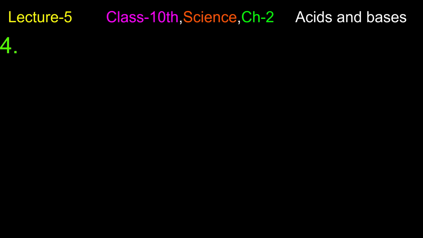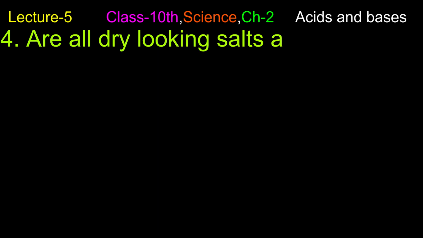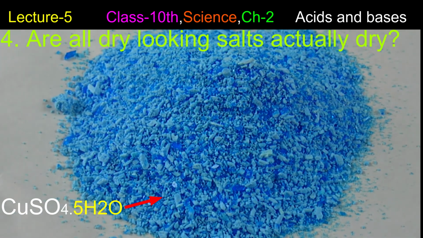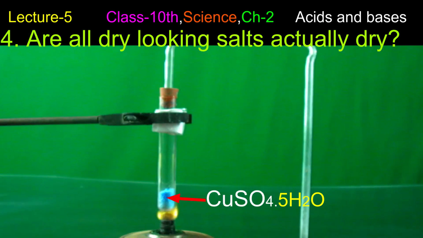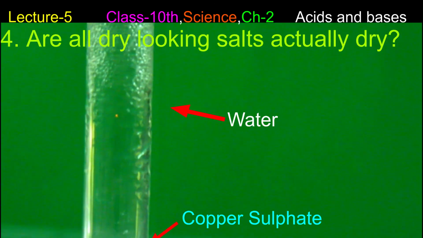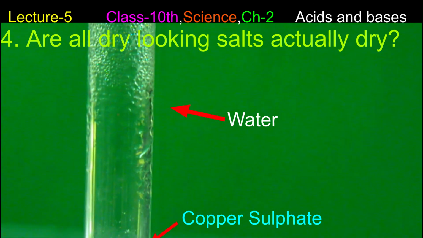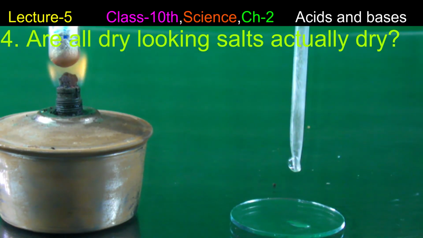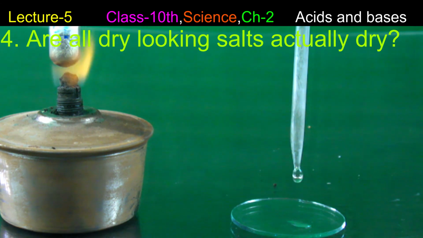Our next subtopic number 4 is: are all dry looking salts actually dry? Let us find it out. I heat these dry looking copper sulfate crystals in this test tube. You can see water droplets on this test tube's upper part condense, and water comes out from the tube on this watch glass.